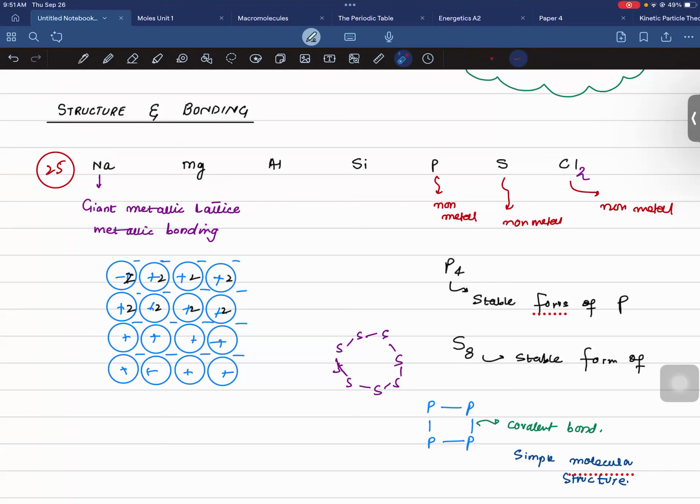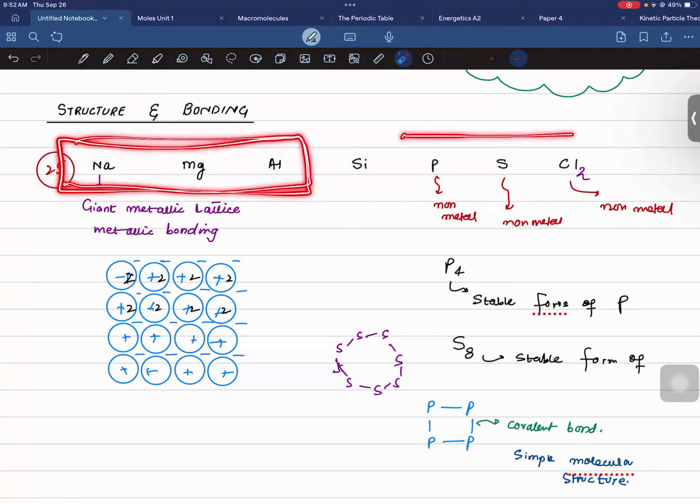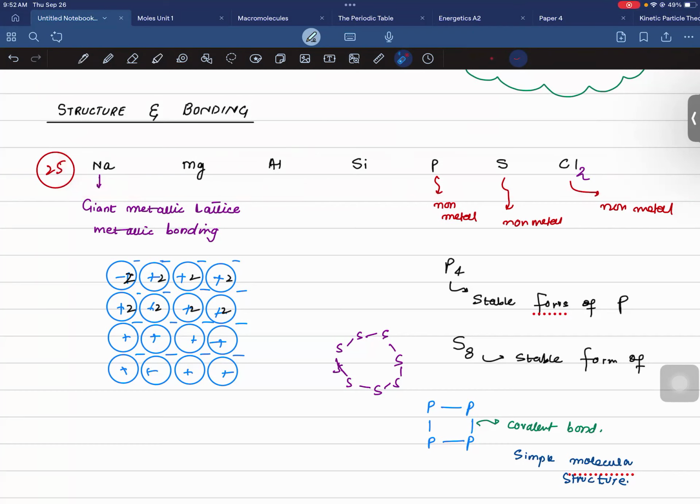Because you need more energy. Let's discuss these three first, because these are metals. Then we would be discussing these non-metals. So first of all, we have to do a comparison between these three.